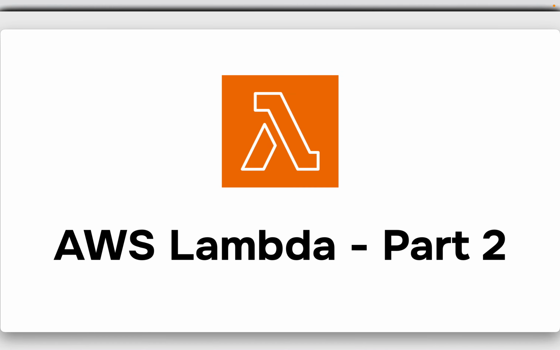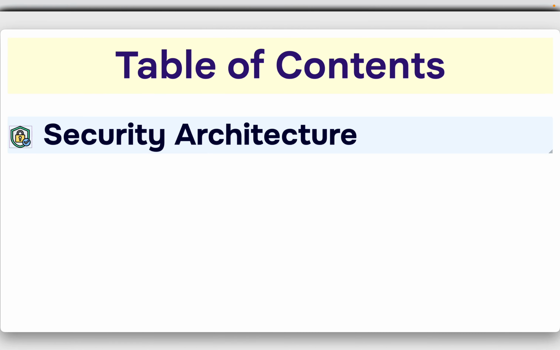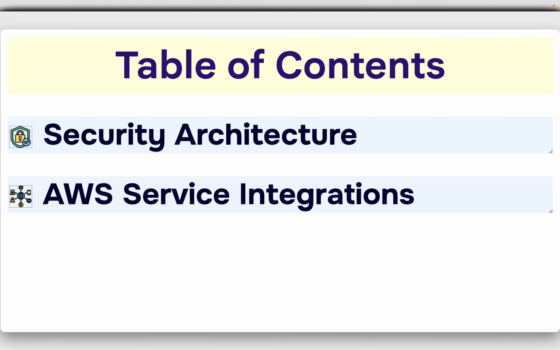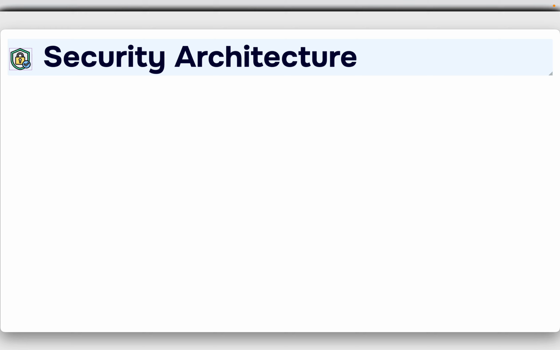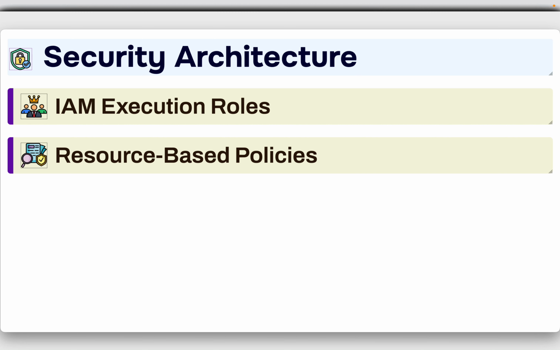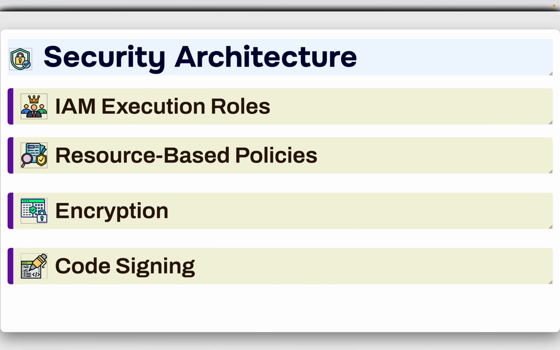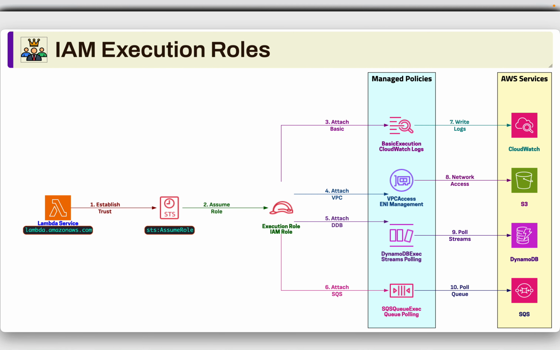Hello everyone and welcome to part 2 of AWS Lambda. So this will be a quick lecture and this will contain only these two topics: security architecture and AWS service integrations. And under security architecture, I will be covering IAM execution roles, resource-based policies, encryption, and code signing. So first, IAM execution roles.